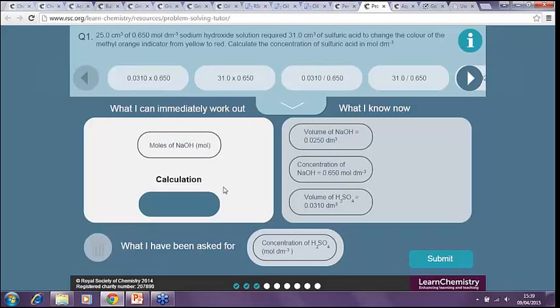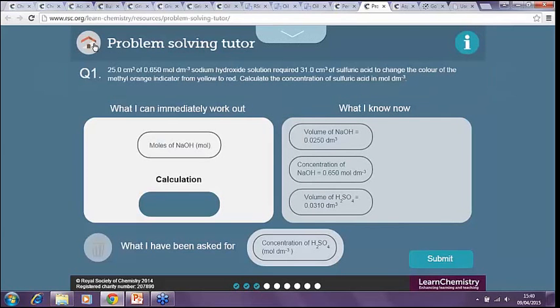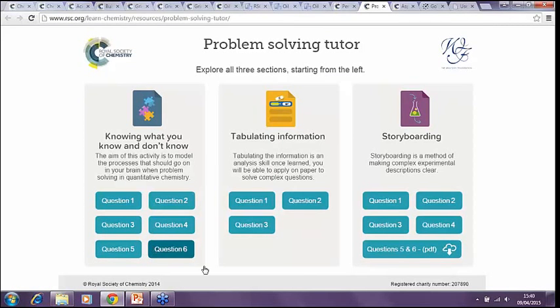Okay, so we're not going to work through every step, but you can see the idea. You calculate that and then it's going to take you through the next step and the next step until you get to the answer to the question and you know what the concentration of sulfuric acid is. And you can see down the bottom here roughly how far through the question you are. So you can say, well I've only got 6 more steps to get to the end of this question. So if we go back here, you can see that there's 6 of these questions, and knowing what you know and don't know, you can get quite a lot of practice at them.